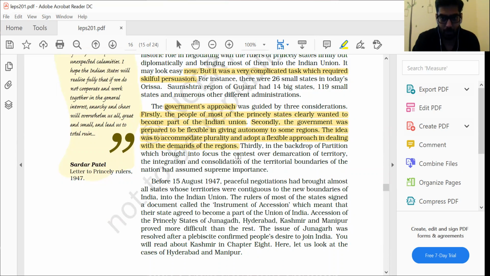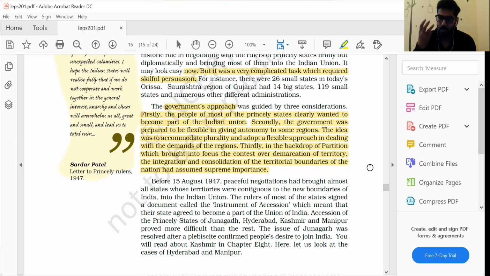So, thirdly, in the backdrop of partition, which brought into focus the contest over demarcation of territory, the integration and consolidation of the territorial boundaries of the nation had assumed supreme importance, because partition has already happened. Territory is to be demarcated. This is India, this is Pakistan. So how will that territory take shape if your constituents are not united?